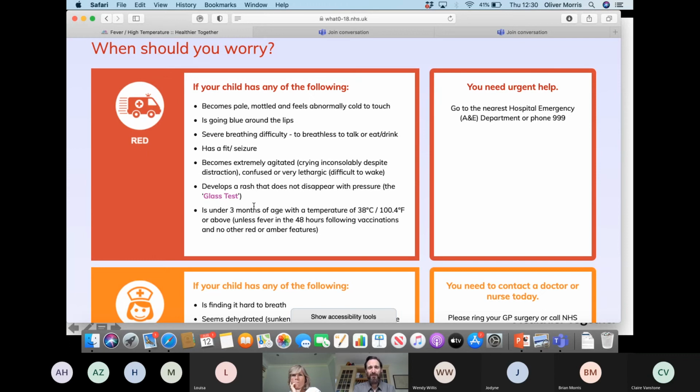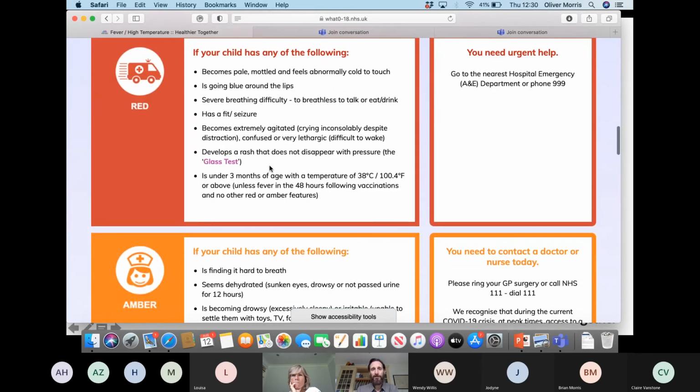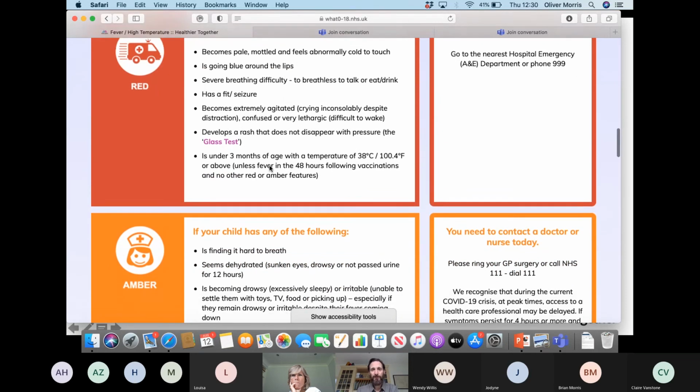So what do we mean by that? Actually, it's quite hard to wake them. You really don't think you can wake this child or keep it awake for any significant length of time. It's behaving very differently. Then there's the rash, the non-blanching rash, and we talked about the glass test there.